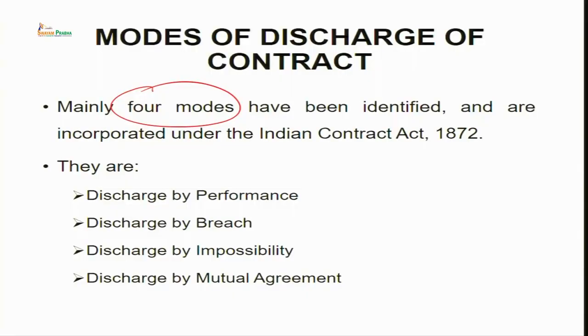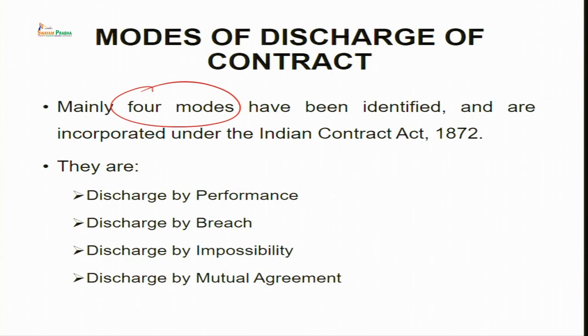If I may briefly tell you about these four, and then we can discuss all of them in detail. When we say discharge by performance, as I have already told you, it means that you have fulfilled your obligations, you have kept your promises, and you have completed your work or your responsibility under the contract. When we say discharge by breach, in one of our earlier sessions we discussed what breach means. Breach means non-fulfillment.